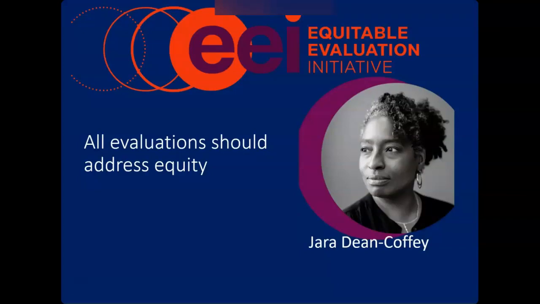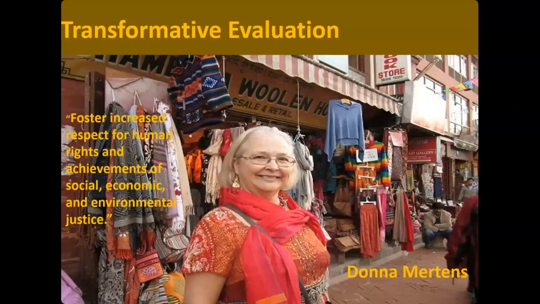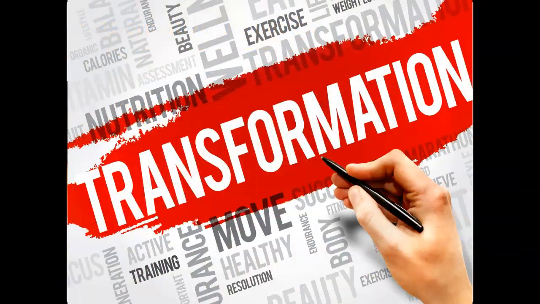Using evaluation to support and propel social change is central to 2 other evaluation theories on the valuing branch. Jean Dean Coffey's work on equitable evaluation, which calls for all evaluations to address equity, and the work of Donna Mertens on transformative evaluation, which aims to foster increased respect for human rights and achievements of social, economic, and environmental justice. And so this additional role for evaluation as part of a comprehensive evaluation practice isn't adequately captured on the valuing branch because it involves more activism and change-making initiatives than the act of valuing itself.